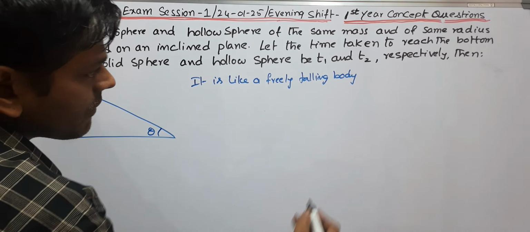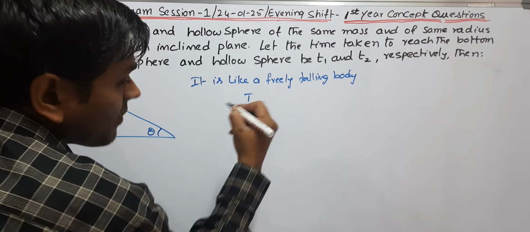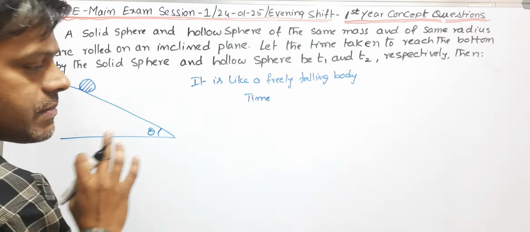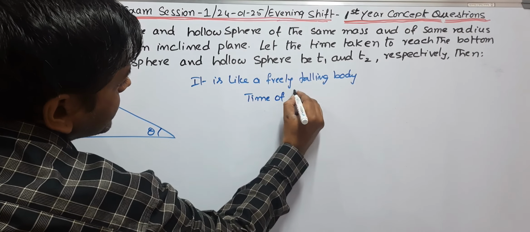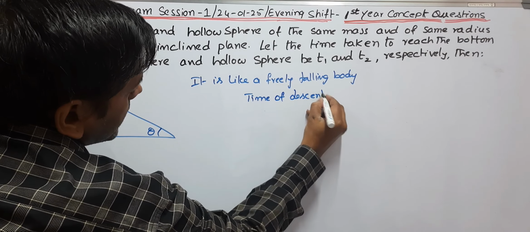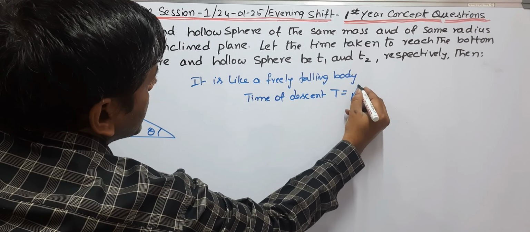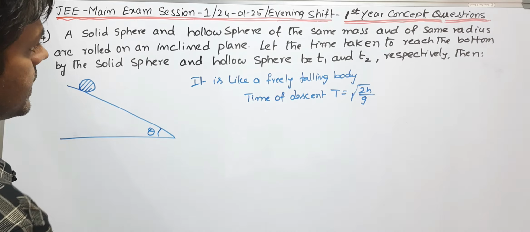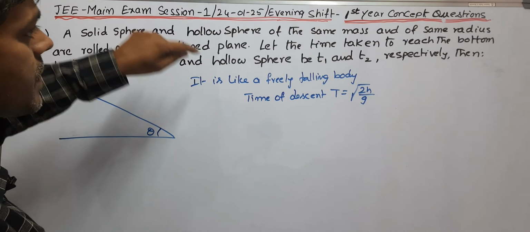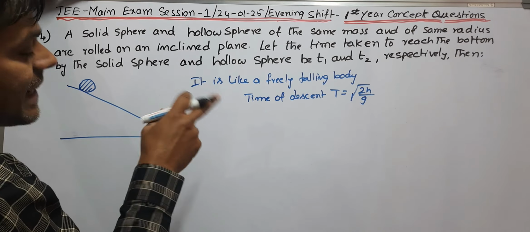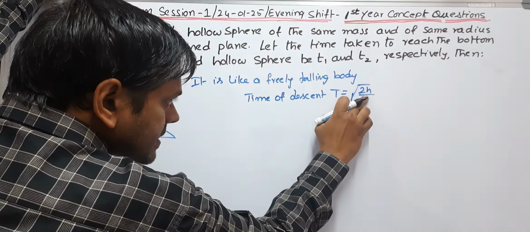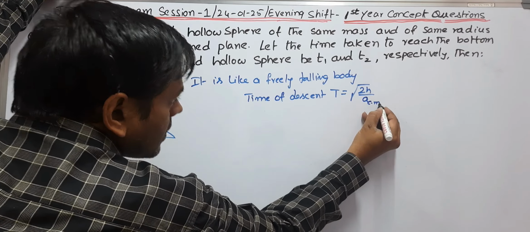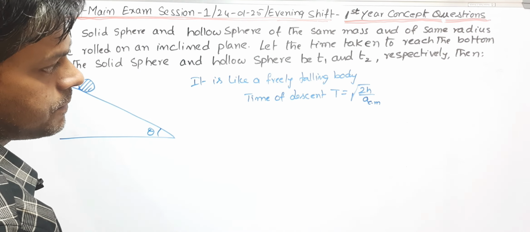You know that for a freely falling body, the time of descent, the time taken to reach the ground from the maximum height, T is equal to root over 2h by g. But here a solid sphere and a hollow sphere of same mass and same radius are rolled on an inclined plane. So this g is nothing but the acceleration of center of mass.